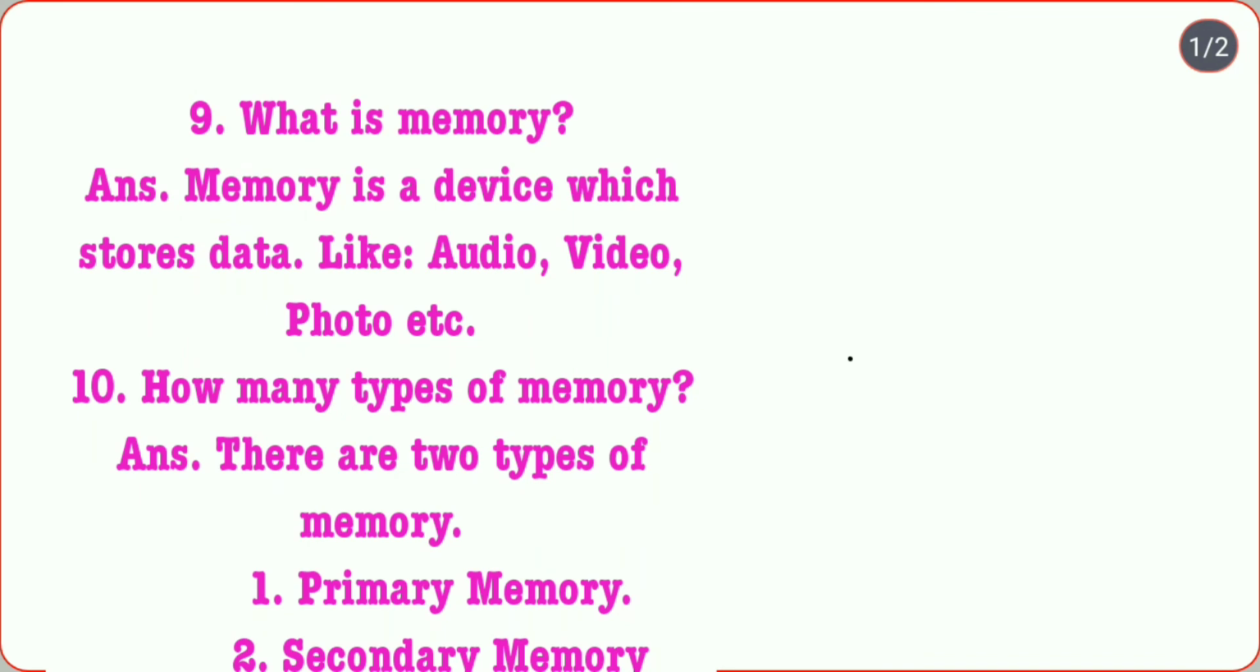What is memory? Memory is a device which stores data like audio, video, photos, numbers, text, etc. How many types of memory? There are two types of memory. Number one, primary memory. Number two, secondary memory.